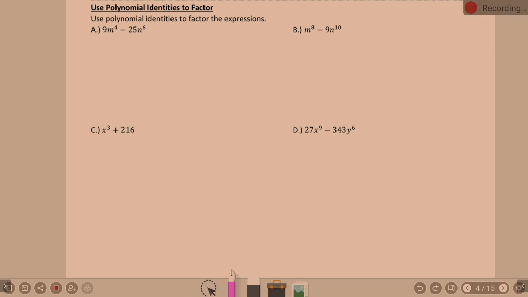I'm trying to think how I want to set this up. Okay. Let's start with the idea of thinking about what are the square roots.